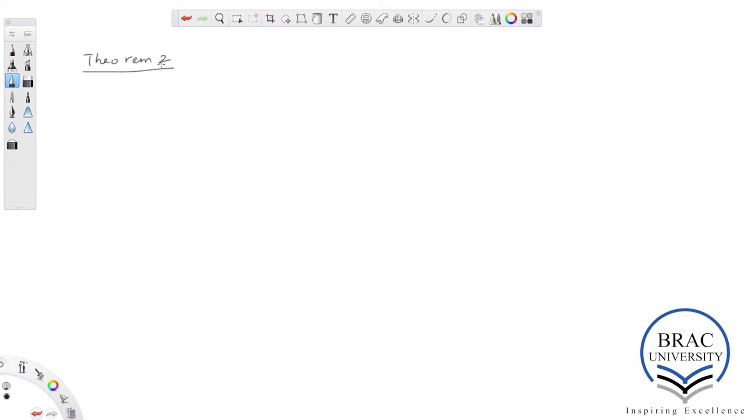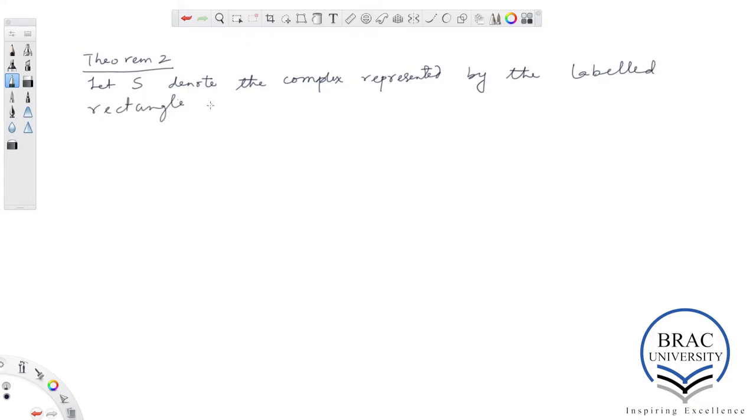Let me state this theorem first and then I'll prove it. Theorem 2: let S denote the complex represented, again, by a labeled rectangle of the following figure, which we call Figure 7. Its underlying space is called the Klein bottle, named after the famous mathematician Felix Klein.